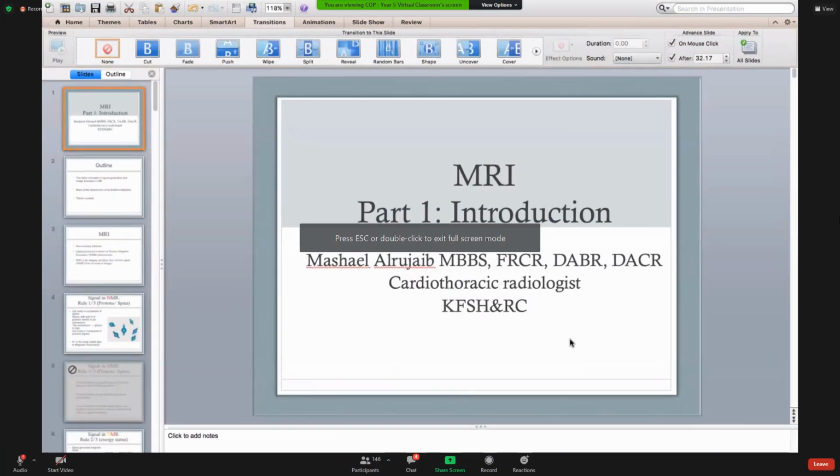This part is going to be about MRI. I think I'll give you also the image formation for MRI. It's a little bit different concept, but I will try to simplify it.